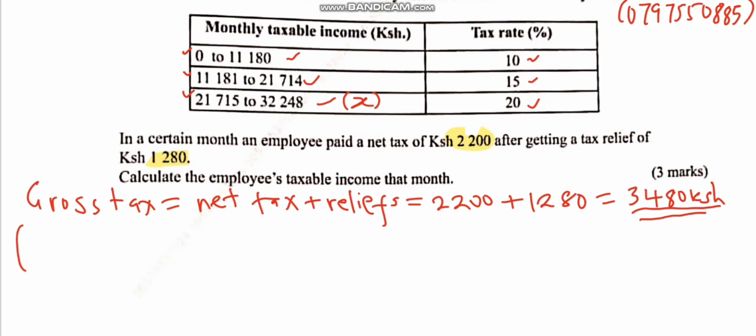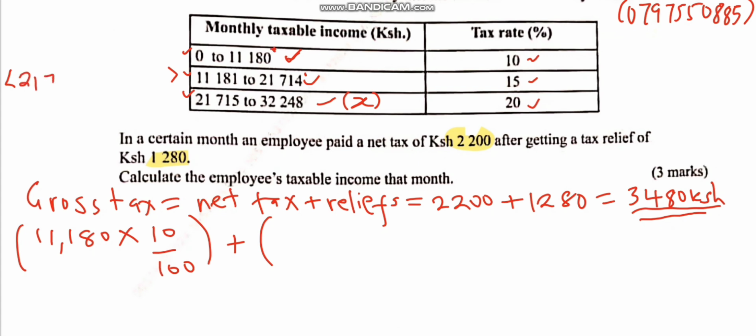Tuingie kwa first slab. First slab utachukua taxable income which is 11,180 multiply you take your tax rate ambao ni 10%. Waiona pale 10% kwenye table. You add it to the other tax. And for you to get the other tax, lazima ujue monthly taxable income. Na how do you know it? Wachukua hiyo 21,714 minus ile ya juu 11,180.